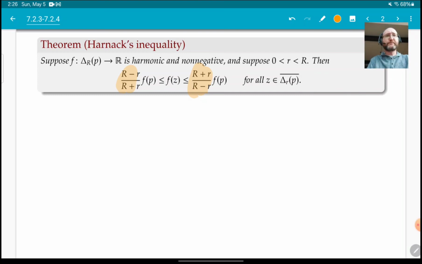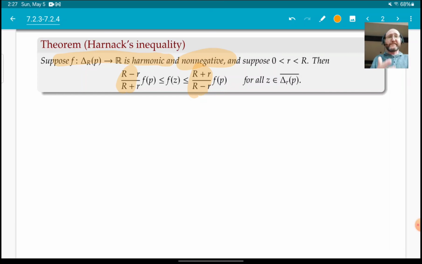So what does it say? It says that if we have a harmonic function that's non-negative, and remember, non-negative harmonic functions are basically the analog of what bounded was for holomorphic functions. If you remember from when we introduced harmonic functions, non-negative is basically the analog of that.